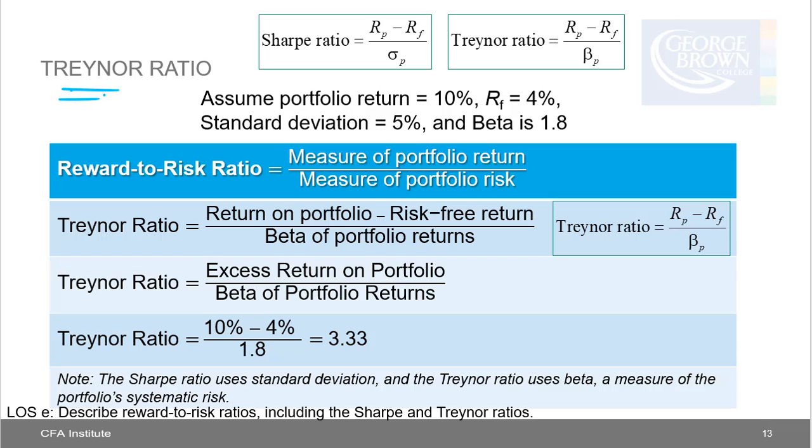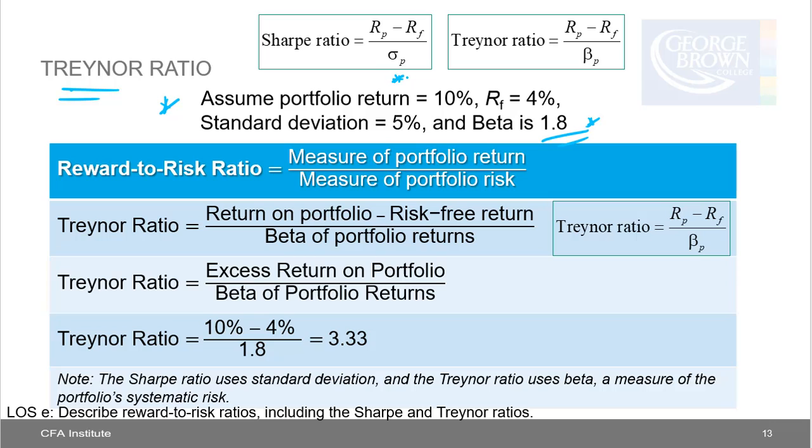So now we're moving on to the Treynor ratio. We're assuming, when we do our calculations, the same portfolio, but now we're going to use the beta of 1.8. Okay, so pay attention to that. The Treynor ratio is another commonly used reward to risk ratio that was suggested by Jack Treynor. The measure of portfolio reward is the same as that used in the Sharpe ratio, but the measure of portfolio risk is different. So you can see the numerator is the same in the Sharpe ratio and the Treynor ratio, which is the return to the portfolio minus the risk-free rate.